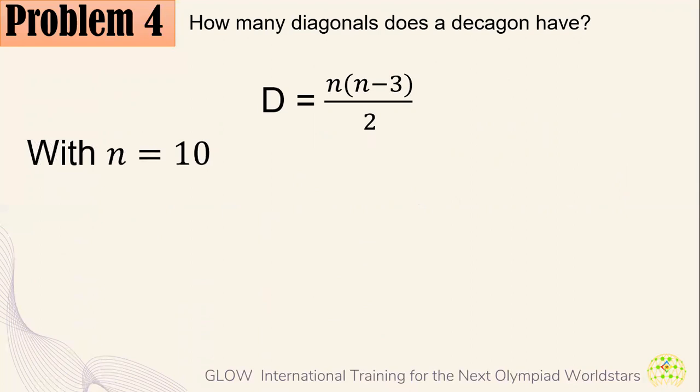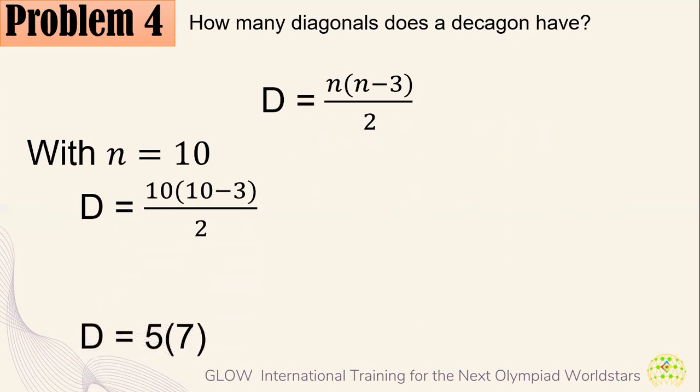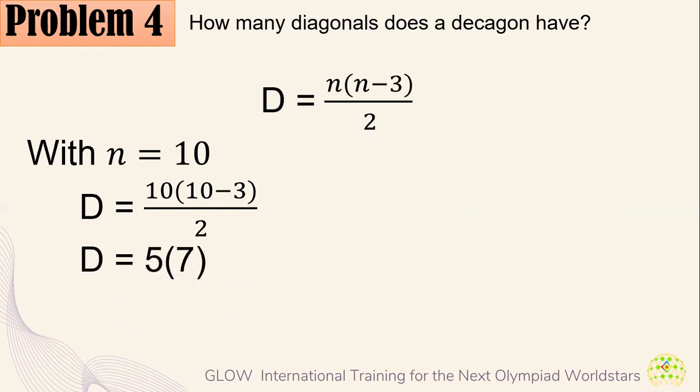Since a decagon has 10 sides, so n is 10, by substitution, that's D equals 10 times 10 minus 3 all over 2, and that is 5 times 7. How come 5 times 7? Because 10 divided by 2 is 5, 10 minus 3 is 7, and 5 times 7 is 35. Hence, if you will draw a decagon and draw all the diagonals, expect 35 of them.